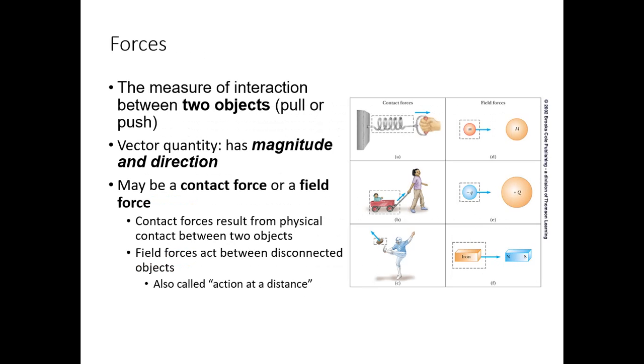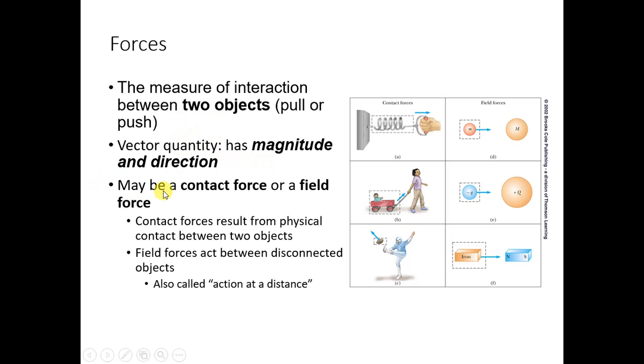So see here, the force. Force is the measure of the interaction between two objects, a pull or a push. The first figure shows a pull or push. If we are stretching in this direction, it is a pull, and if we press in this direction, it is a push. A vector quantity has a magnitude and a direction.